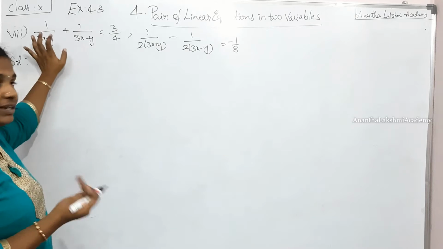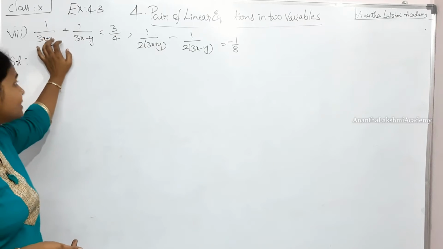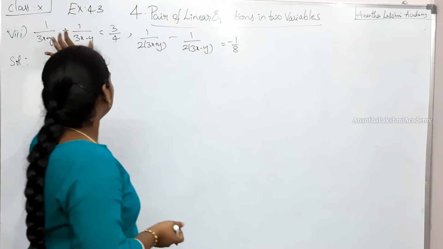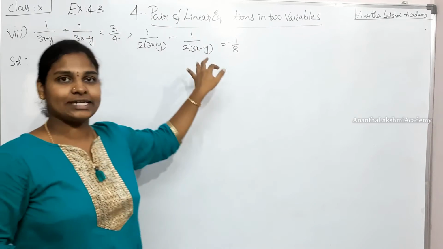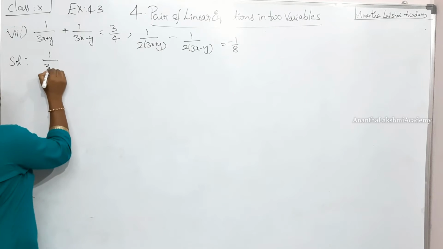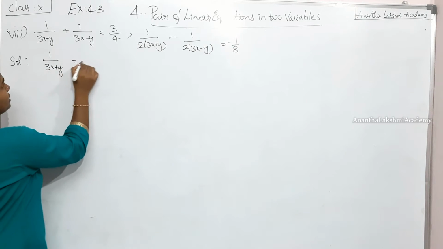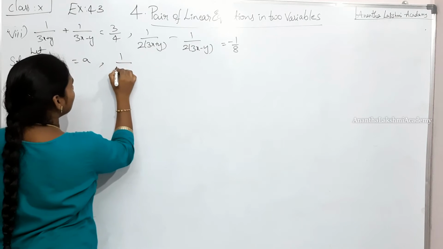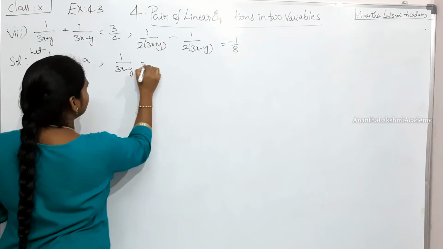This is a bit different from rest of the bits. So here if you see 1 by 3x plus y is common in both the equation. Also 1 by 3x minus y is common. So let us consider them as the a and b values. So let 1 by 3x plus y is equal to a, 1 by 3x minus y is equal to b.